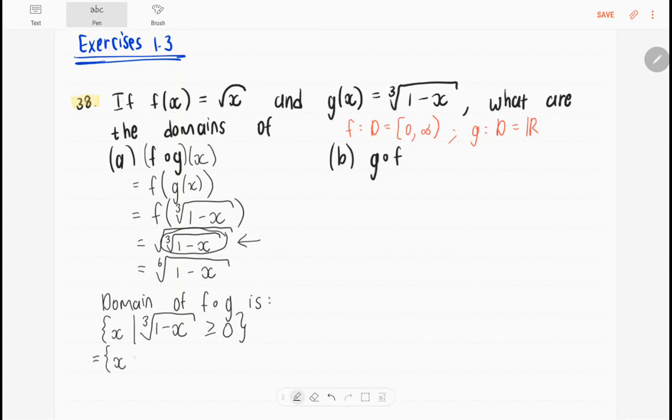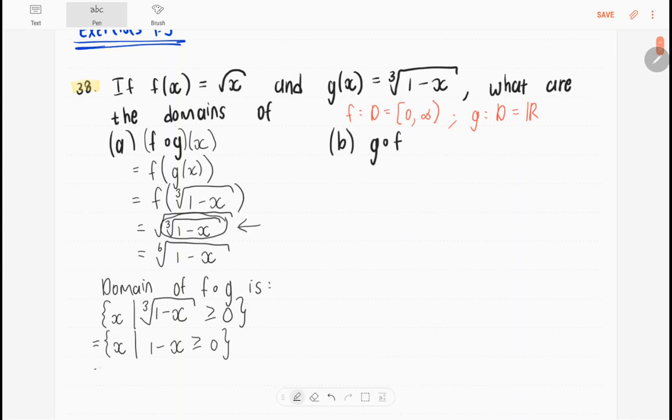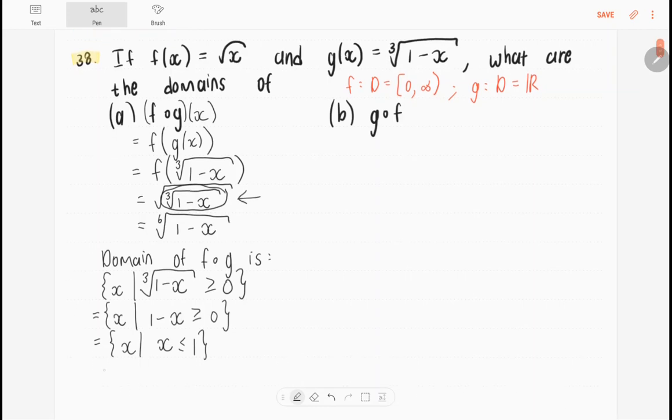But if the cube root of 1 minus x is greater than or equal to 0, that means that what we have inside of the cube root, the 1 minus x, has to be greater than or equal to 0. That means that x has to be less than or equal to 1. And we can write this as the interval from negative infinity up to 1, where 1 is included.